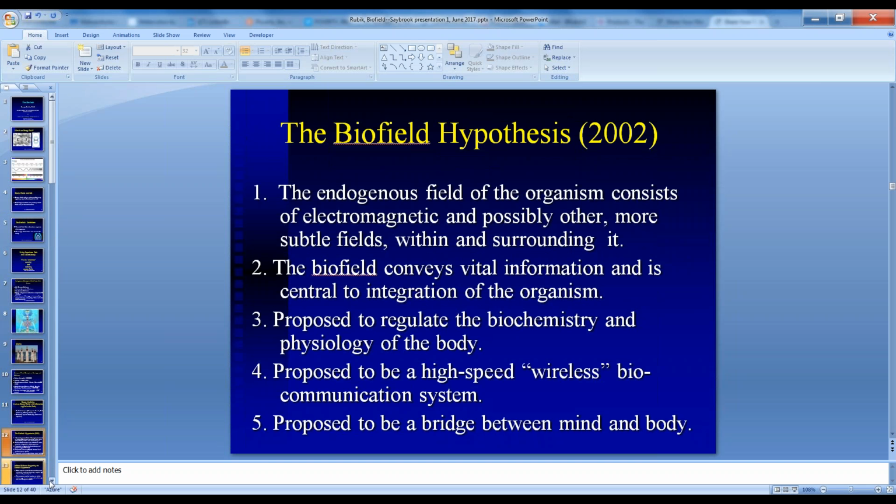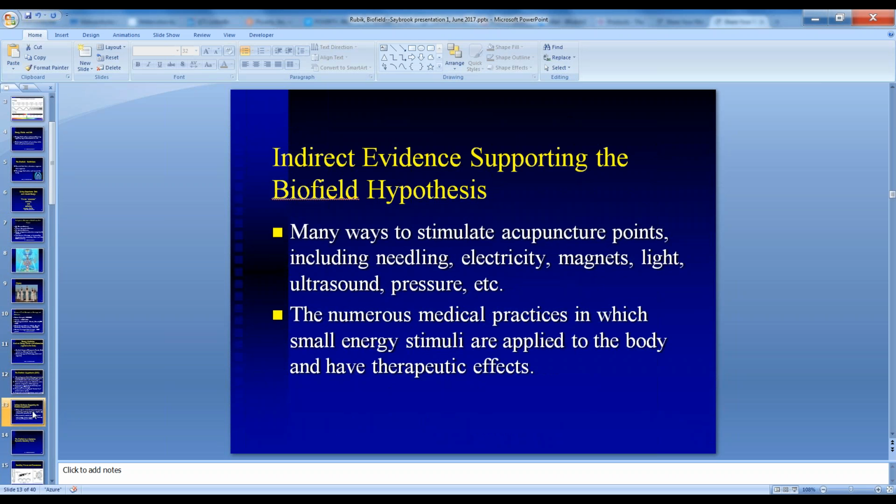I think I had that slide before, sorry. Whoops, am I going backwards here or forwards? Let me move on.